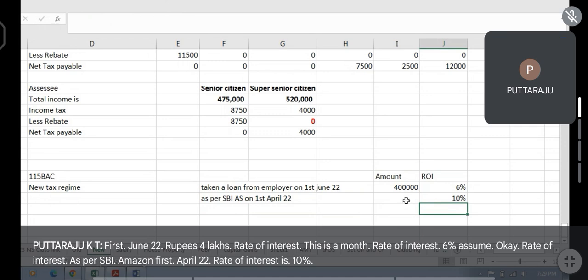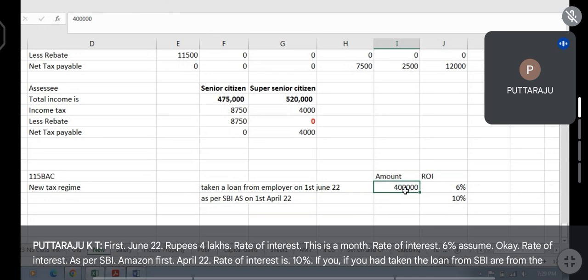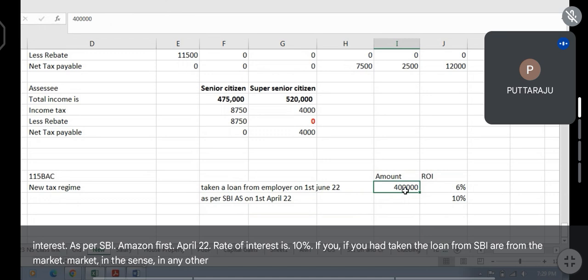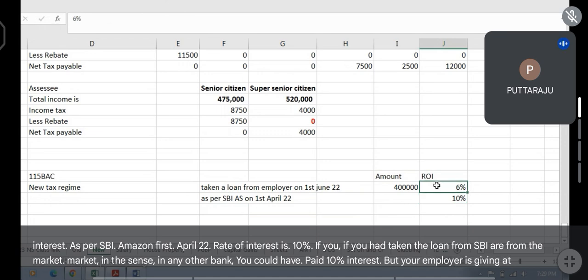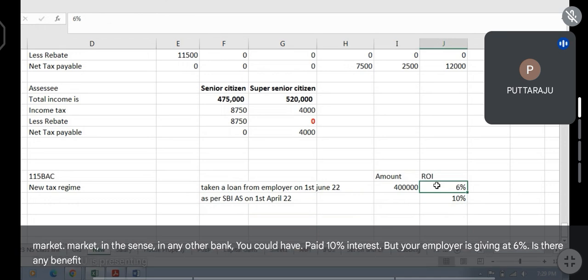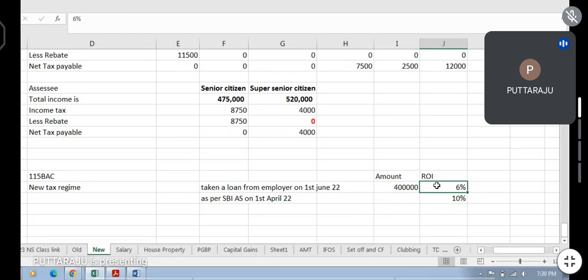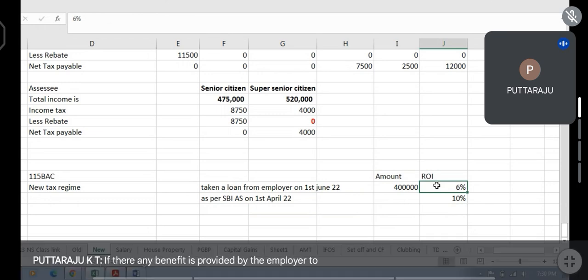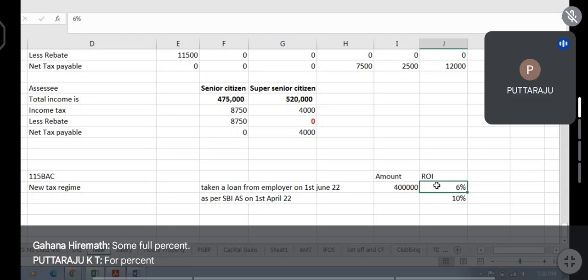If you had taken the loan from SBI or from the market, in the sense any other bank, you could have paid 10% interest, but your employer is giving it at 6%. Is there any benefit given to you by the employer with respect to interest? Yes, sir. How much benefit? 4%. 4% per annum you are getting the benefit.